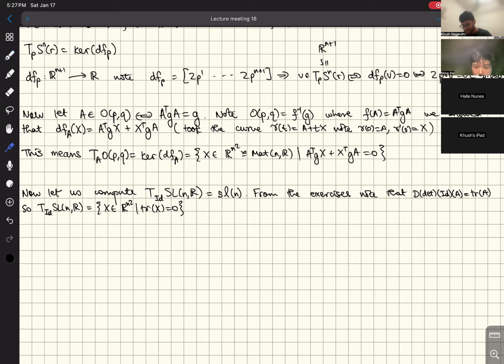Recall that SLNR is a Lie group. To convince yourself of this fact, matrix multiplication is just a polynomial in the entries of the matrix. Each entry is just a polynomial in the entries of the matrix. So each component function is smooth. And then convince yourself that if each component function is smooth, then the function itself is smooth.